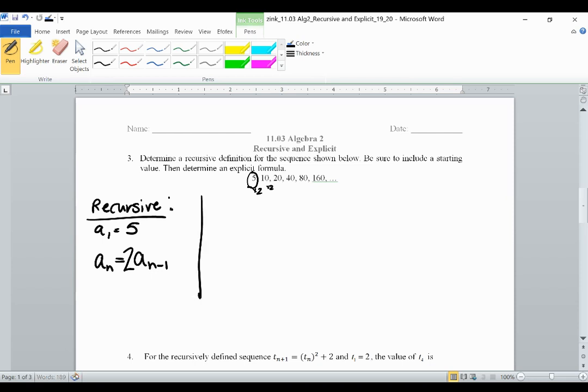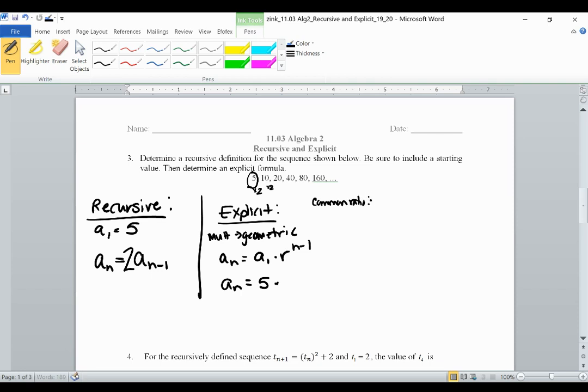Now, if we wanted to talk about the explicit definition, I would say, okay, well, to get to the next term, I'm multiplying. So if I'm multiplying, then I should be thinking geometric. Geometric, my term formula is a sub n equals a sub 1 times r raised to the n minus 1. So if I'm looking for a general formula, I want it in terms of n. My first term is 5. What's my common ratio? Well, my common ratio means what I'm multiplying by to get to the next term. So we took our second term divided by our first term. You could do 80 divided by 40. You could do 20 divided by 10.